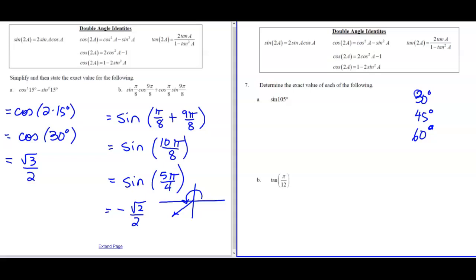So this, for example, is not enough. You do 2 of these and this, but you're not going to add 3 angles together because 2 of these is 60, right? So 105 is 45 and 60. So I would write this as sine of 45 plus 60. Okay. And then that's the sum. So this is going to be sine cos plus cos sine.